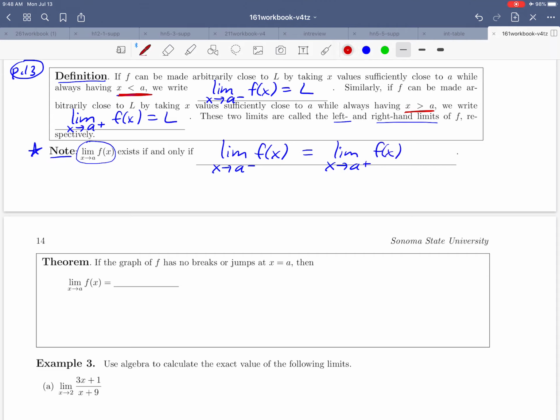Okay, you'll hear me use the word two-sided limit sometimes, when I talk about that symbol. So the two-sided limit exists only if we get the same number from both sides for a function. Okay, and we will proceed with some more examples.